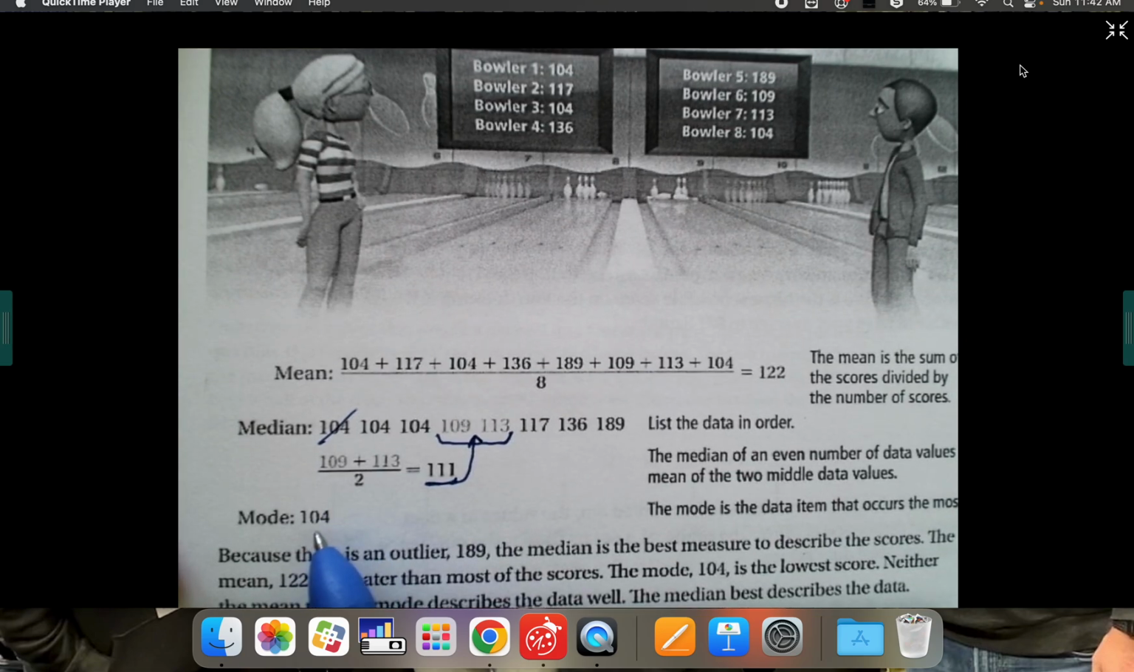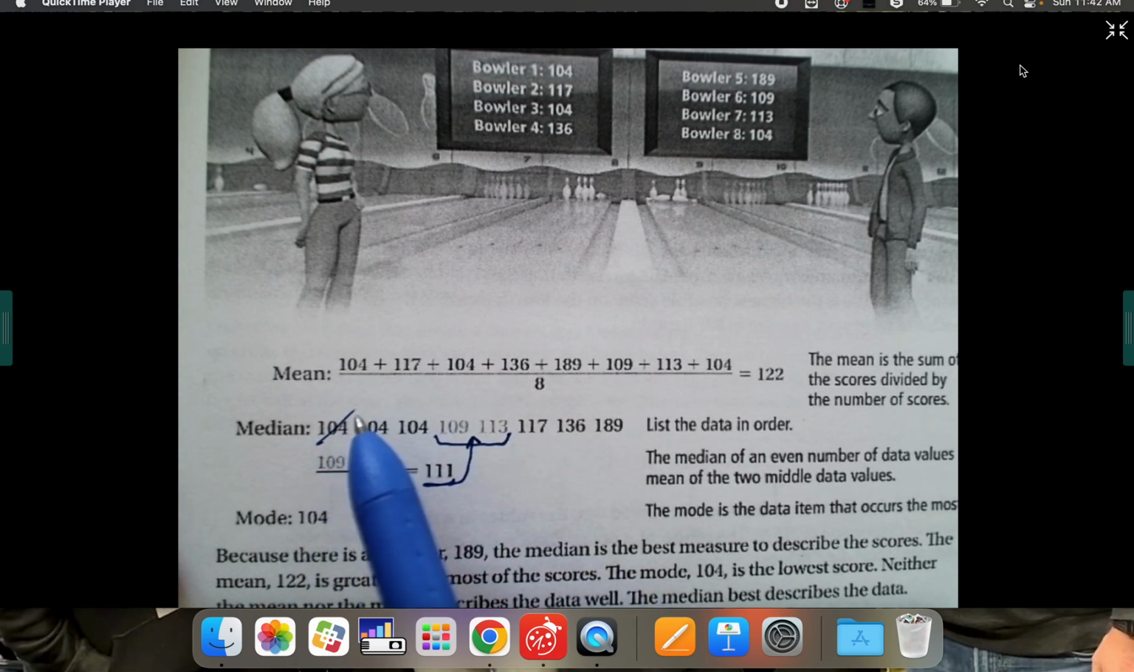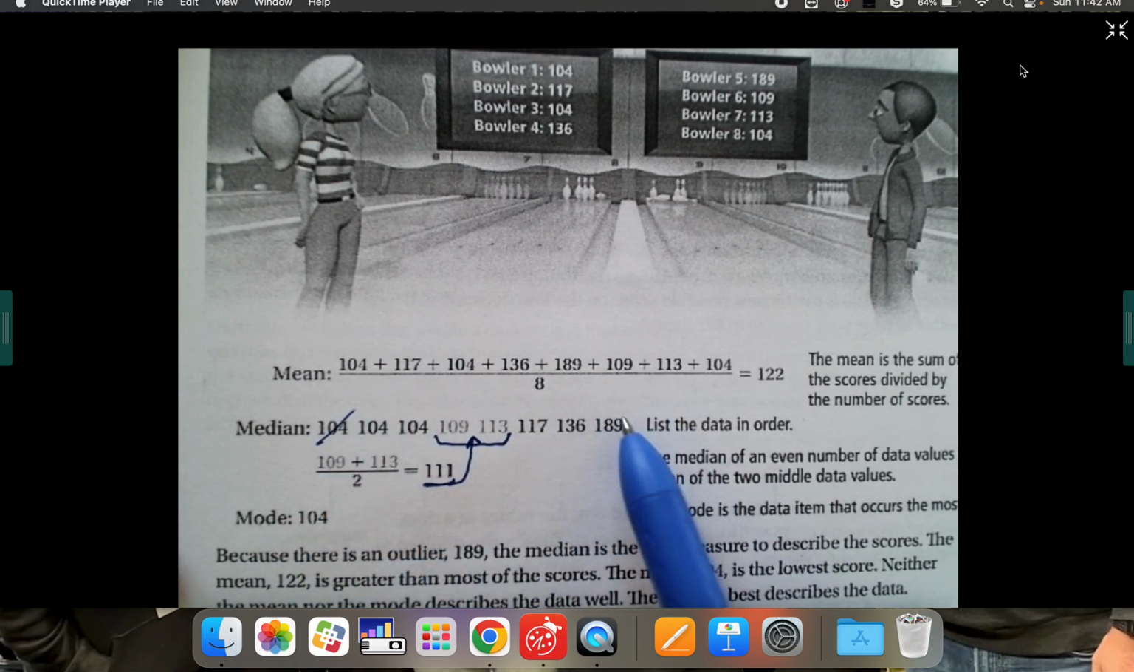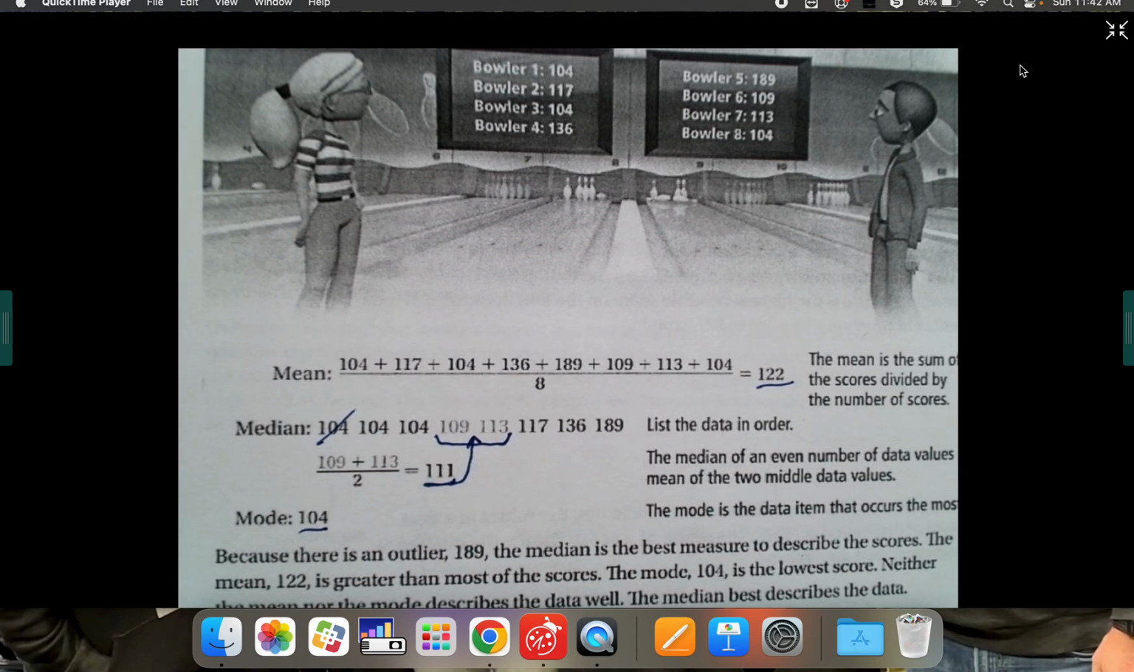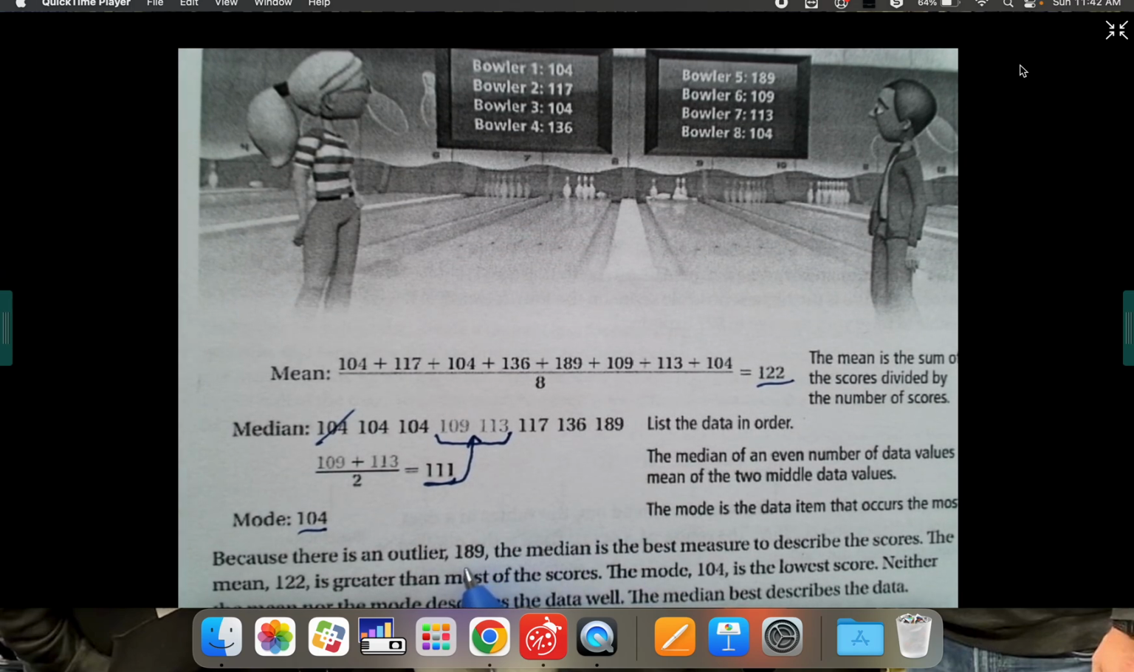And then the mode was the one that was there the most. And clearly 104, 104, 104 is there more than any other number. So the mode is 104. I forgot to underline that the mean was 122.